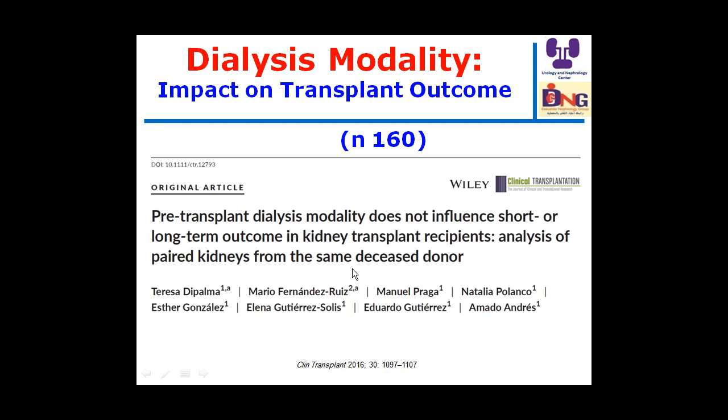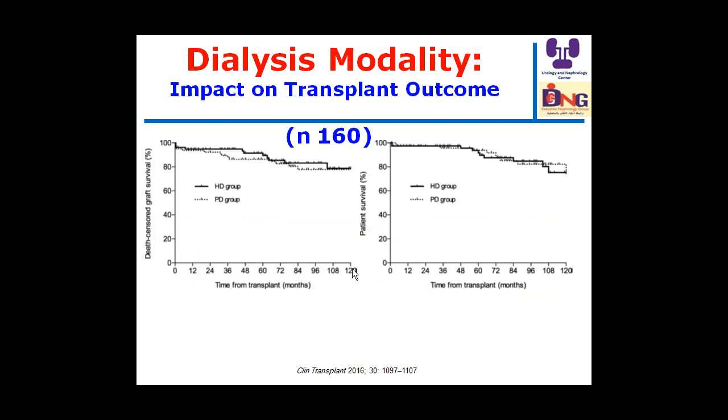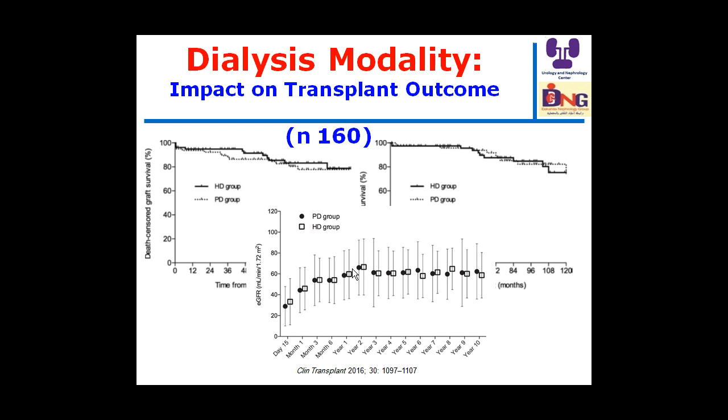So it's cadaveric. The donor has two kidneys. One kidney goes to patients who are hemodialyzed, and the other to patients who are peritoneally dialyzed. And the outcome of both kidneys is the same. So dialysis modality doesn't affect the outcome in this study. As you see, survival after either hemodialysis or peritoneal dialysis is the same, no significant difference, and the graft function is the same.